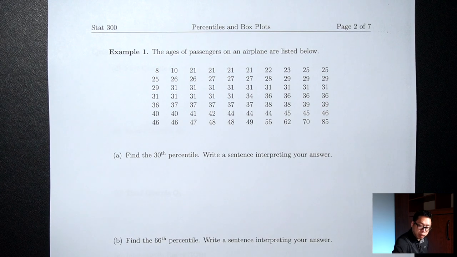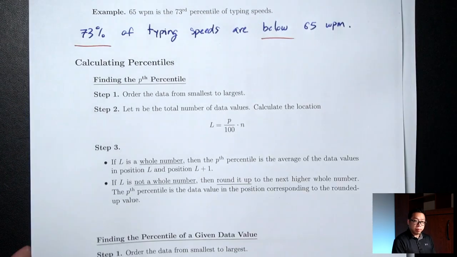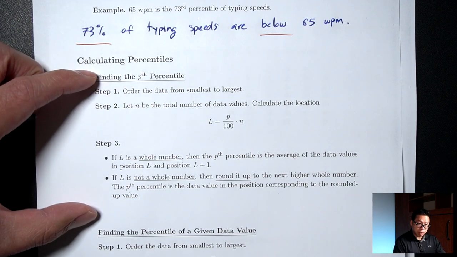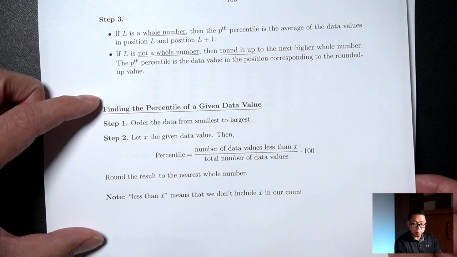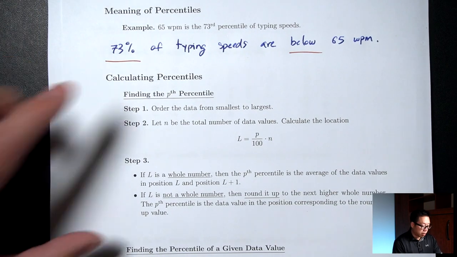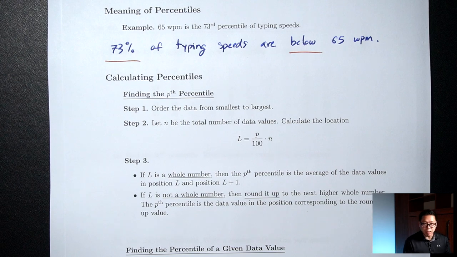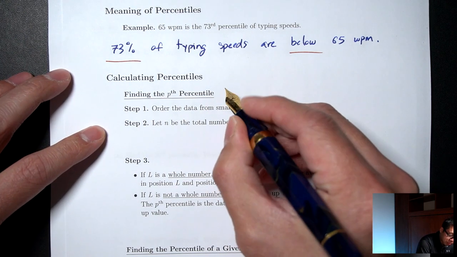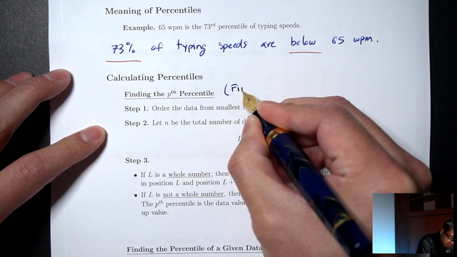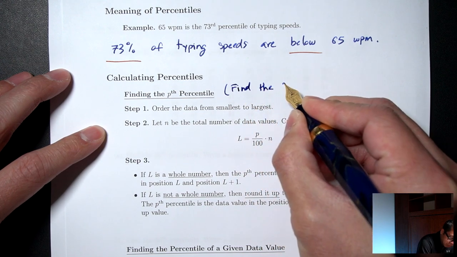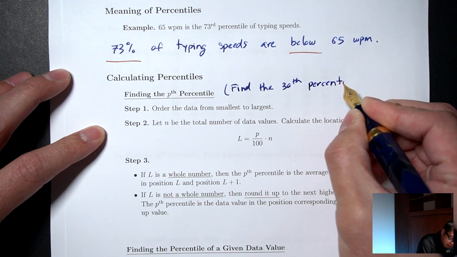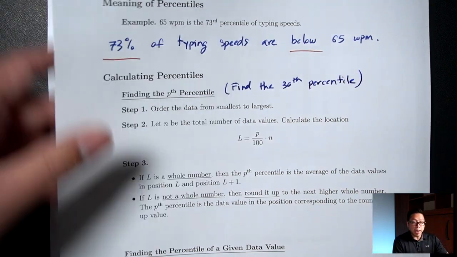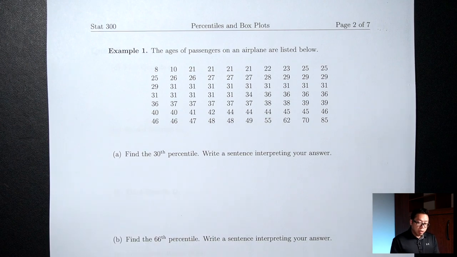If we go back to the front page, there's two sets of directions. There's a set of directions for finding the pth percentile, and then there's another set of directions for finding the percentile of a given data value. What I mean by finding the pth percentile are questions like find the 30th percentile. So for part A, find the 30th percentile, we should be following that first set of directions.